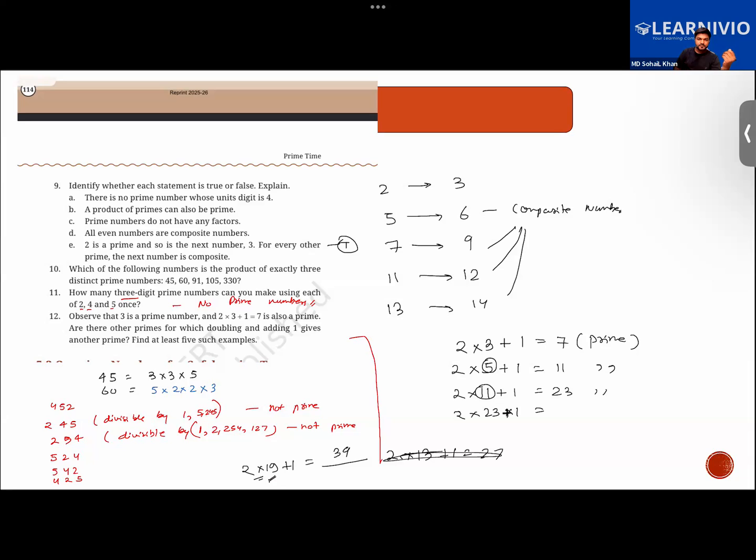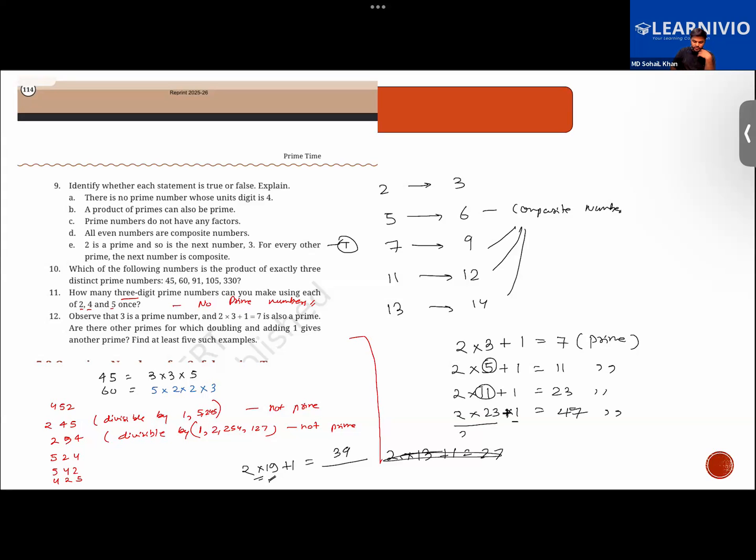Quick. This much time you guys are going to take. 2 multiplied by 23 plus 1, that's equal to how much? 2 multiplied by 23 is 46, plus 1 is 47. Good, 47. So 47 is also a prime number now, right?